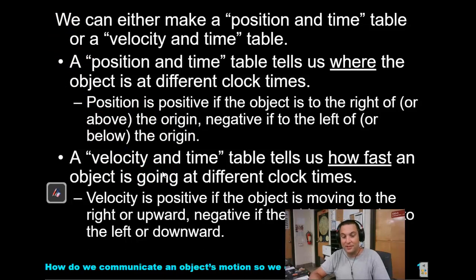Velocity is positive if the object is moving to the right or upwards, and negative if the object is moving left or downwards. That's tricky. A lot of students assume that a negative velocity means that you're slowing down. It's not.